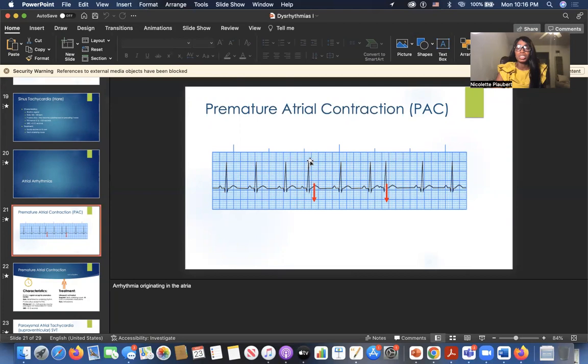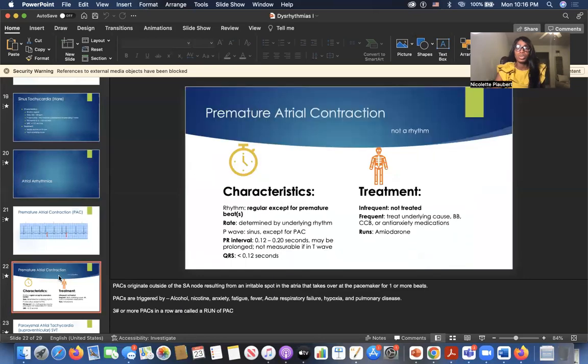And what that means is just that the atria contracted sooner than it should. So you see, this is normal, this is normal, this is normal. But this one starts just a little sooner. This one starts just a little sooner, right? So what are we going to do for a person with PAC?